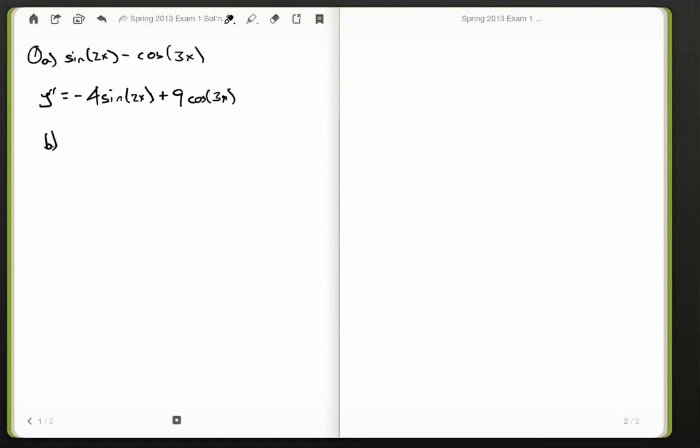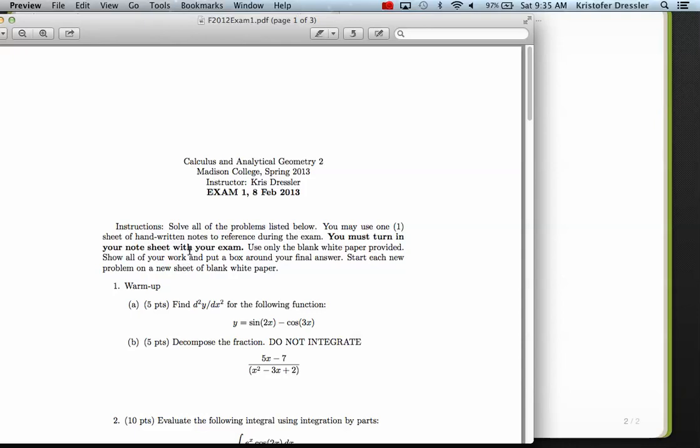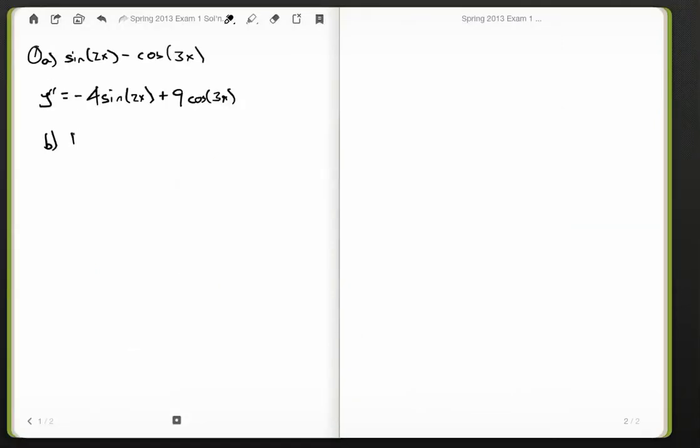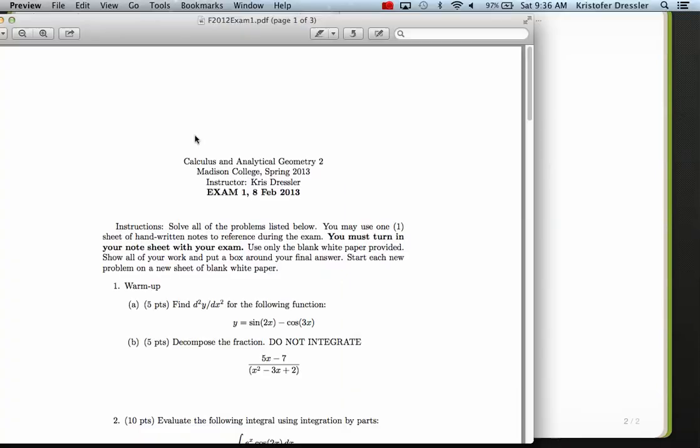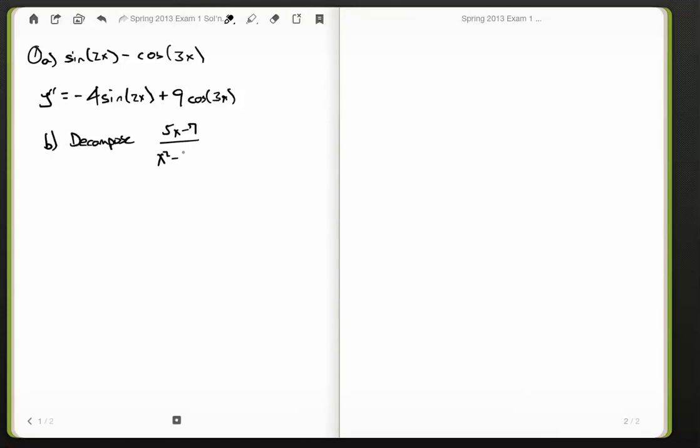Okay, so the second one, B, is, let's see what that was, 5x minus 7. So we want to decompose 5x minus 7 over x squared minus 3x plus 2. Well, we can see that this is factorable, so it's 5x minus 7 over x minus 1, x minus 2.